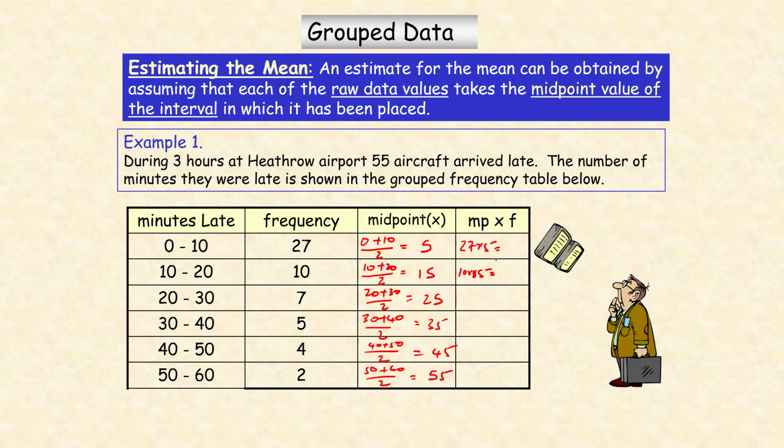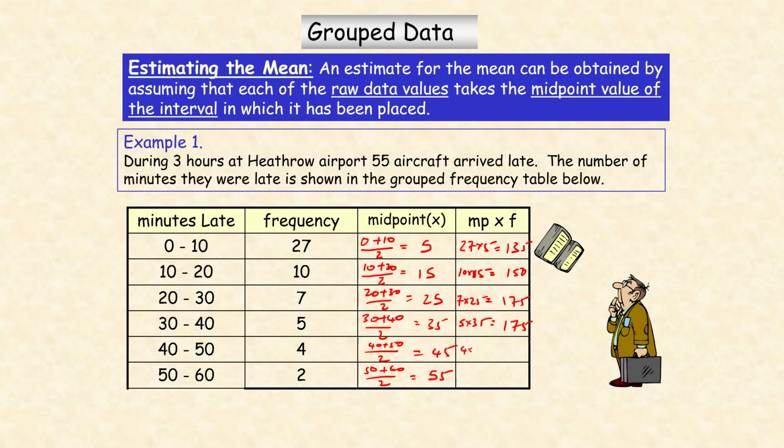And then we do our multiplication. 27 times 5, 135. 10 times 15, 150. 7 times 25, very similar to the first one, but not quite. 175. We've got 5 times 35, which will give me 175 again. Interesting.